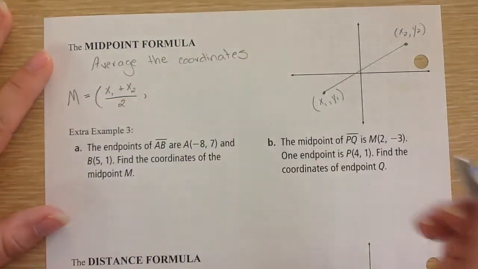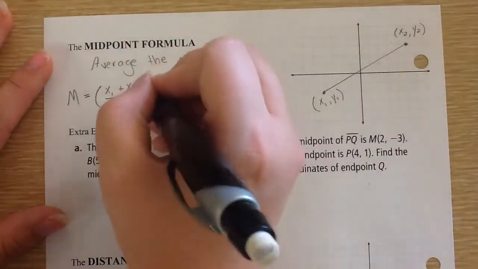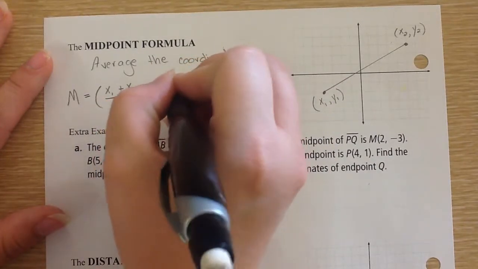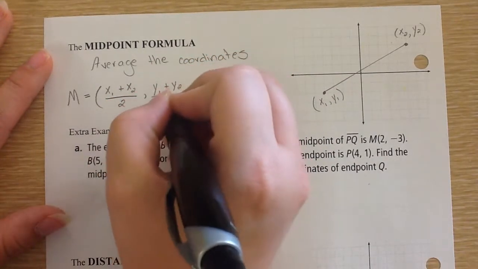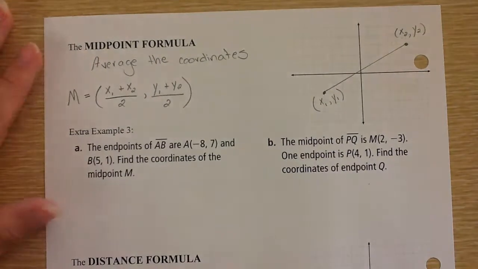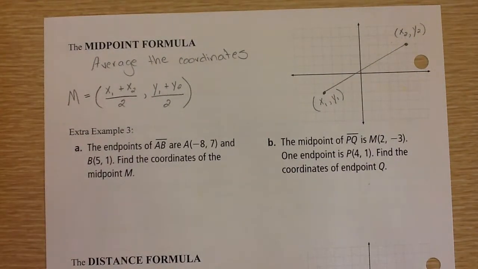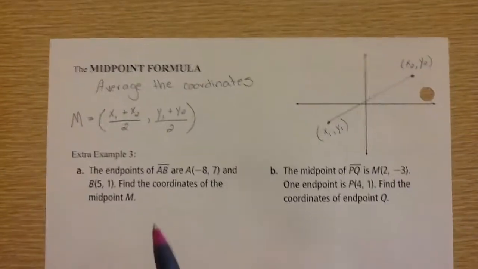Okay, comma. Now we average our y coordinates. So now I'm going to add my y coordinates and divide by 2. And that gives me the coordinates of my midpoint. All right, so let's do an example using this, and you'll see how straightforward and easy it is to use.